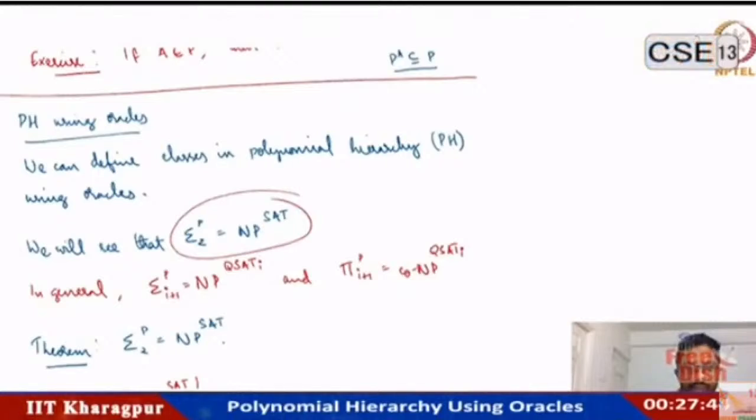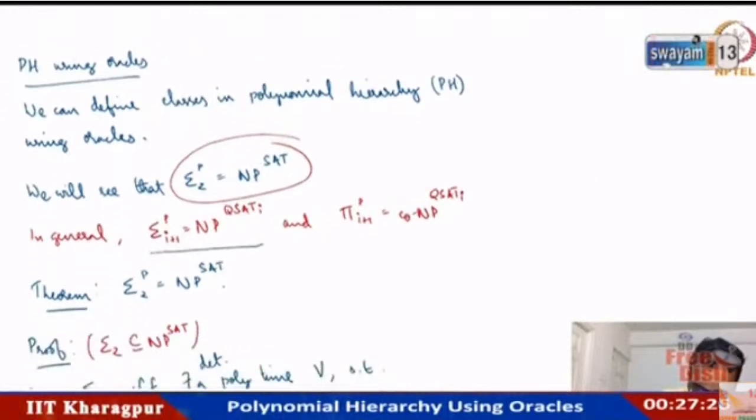The class NP with access to a SAT oracle. Sigma 2 is equal to NP with access to a SAT oracle, right? So let's see how we'll see that. We'll see the detailed proof. And in general, what is true is that sigma I is NP with access to a QSAT I oracle.